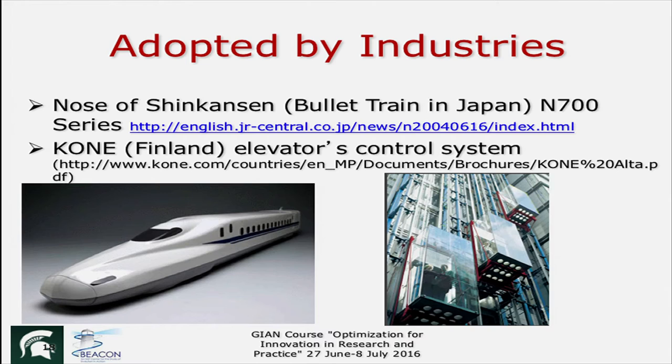This is Japan's latest bullet train, called the N700 series. It was designed in 2007. The nose of this particular train is designed using GA. I was present at a conference when they were presenting. There was a keynote by the person who designed it, and he gave the story of how he came to know about GA.